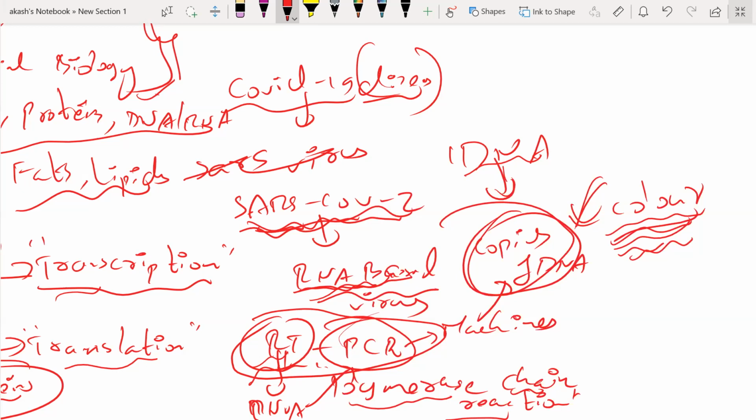Very good information, right? You all should know this RT-PCR. Maybe if you're interested, go through the mechanism for this. What do you mean by RT-PCR? Google it.